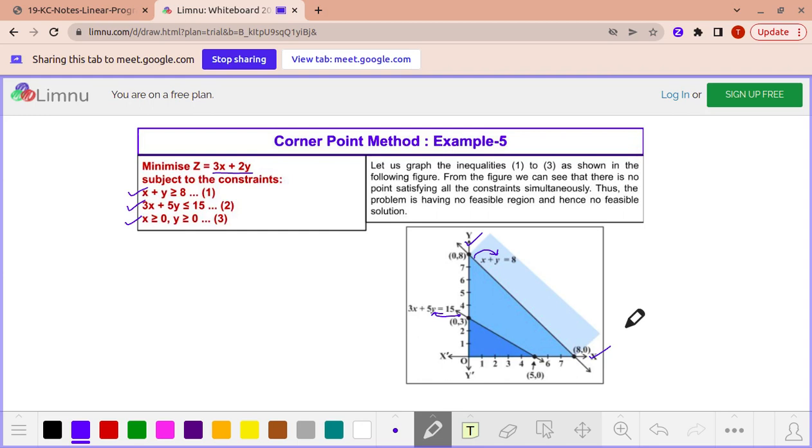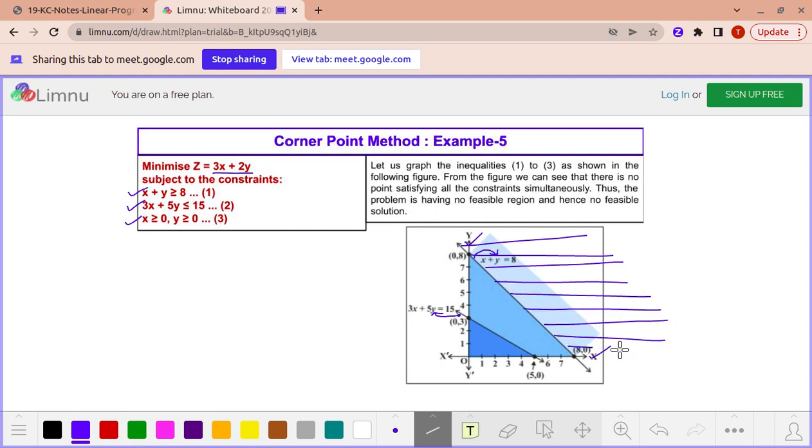Now x plus y greater than or equal to 8. So greater than or equal to 8 means what, dear students? We will consider all the region on the right hand side. So this region, whatever I marked in the blue color. Next one is 3x plus 5y less than or equal to 15.